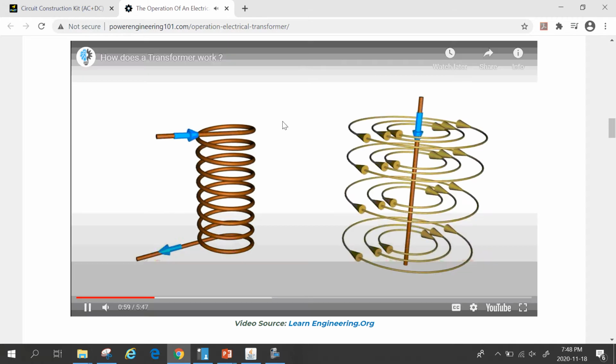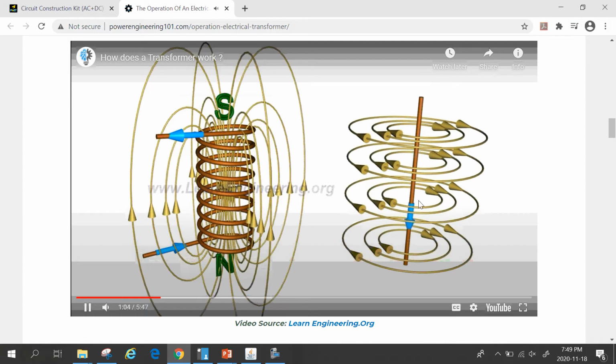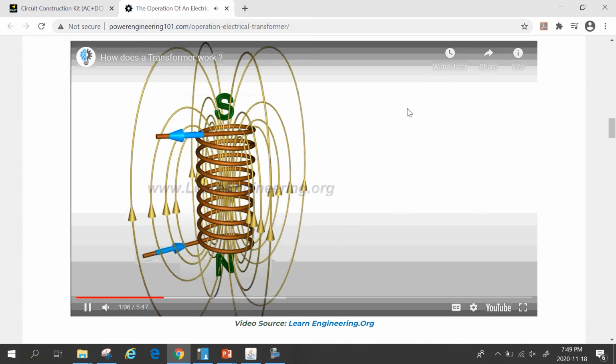Now we're taking a look at two different conductors, this straight one here. Now we have the current going through from the top to the bottom, and we have that magnetic field that circles around that conductor.